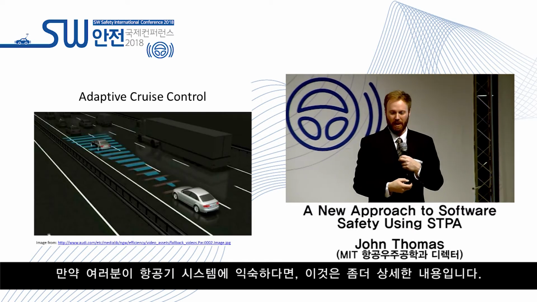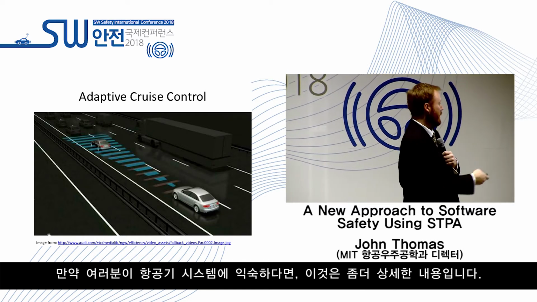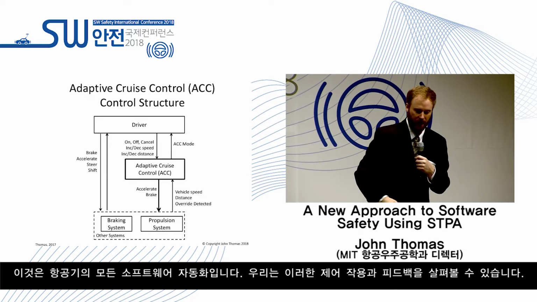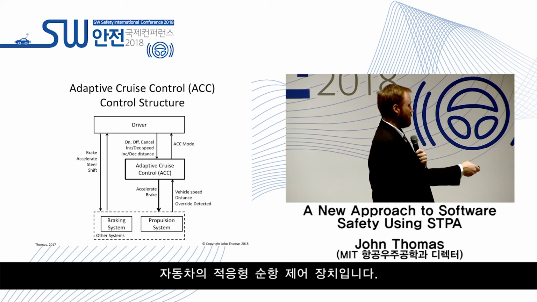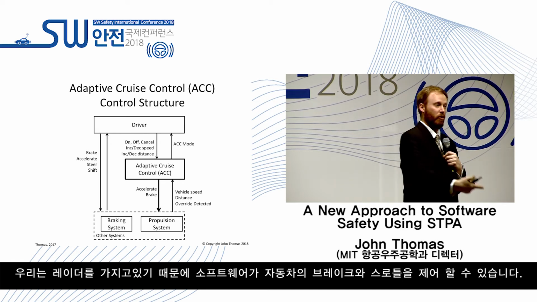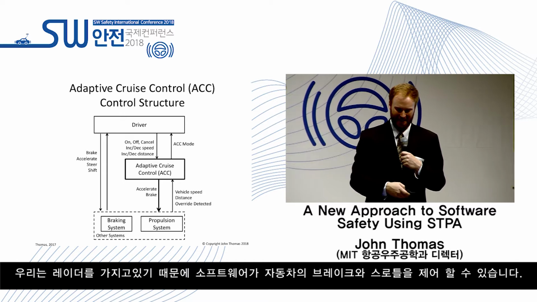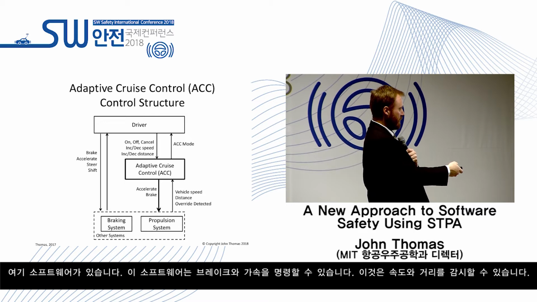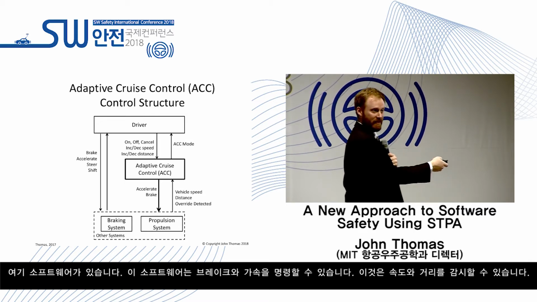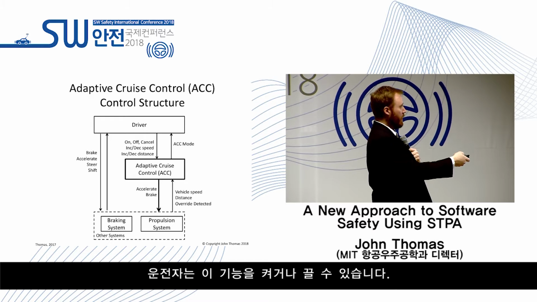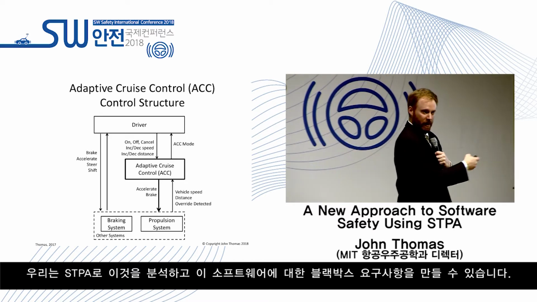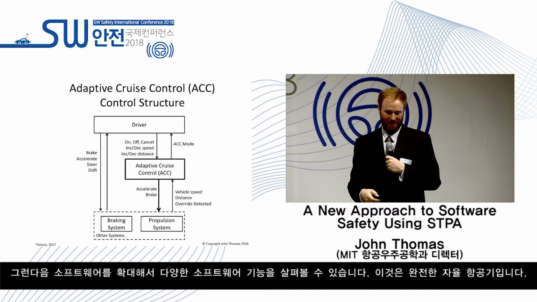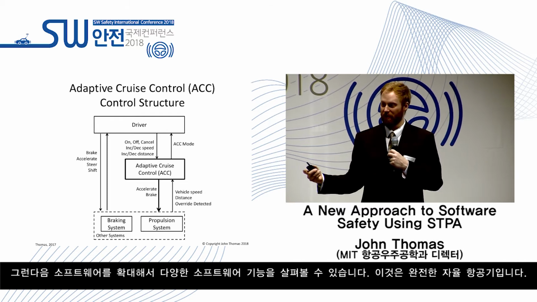If you're familiar with aircraft systems, this is a little more detail. This is all of the software automation on an aircraft. We can look at those control actions and the feedback. Adaptive cruise control. In cars, we have radar, so that piece of software can control brakes and throttle on a car. Here's the software. The software can command brakes and acceleration, can monitor speed and distance. The driver can turn it on or off. It reports. We can analyze this with STPA and create black box requirements for this software, and then we can zoom into the software and look at the different software functions.